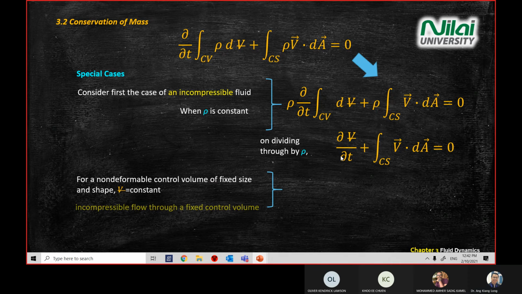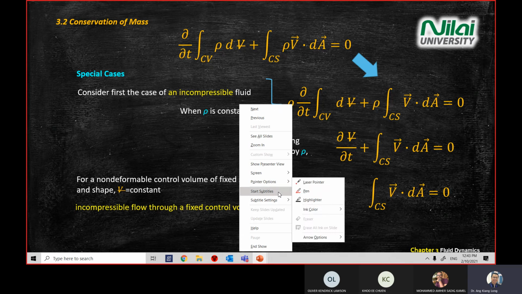So the first term here we can cancel, become 0. You differentiate something constant with t, you get 0. So at the end, if you are considering incompressible condition, then you only have the second term of the equation left.